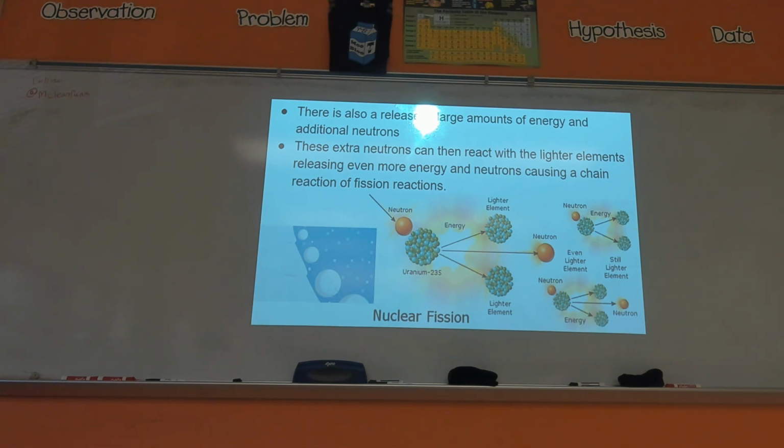As you keep splitting these atoms and releasing energy and releasing more and more neutrons, you got another slide to write down. Anyways, as these neutrons are hitting these elements, you keep releasing more and more energy, and there you go. And again, that energy can be used for a weapon, or it can be used to, say, power a power plant, whatever it might be.